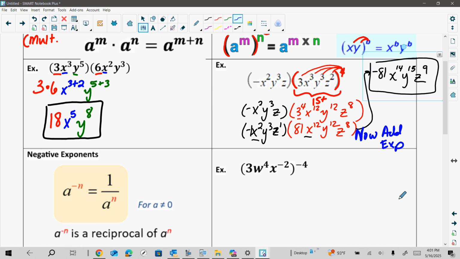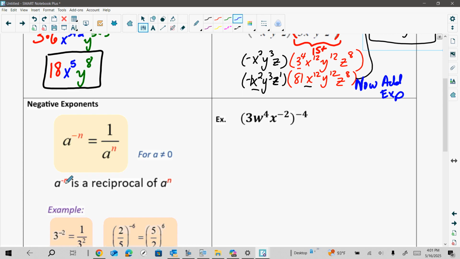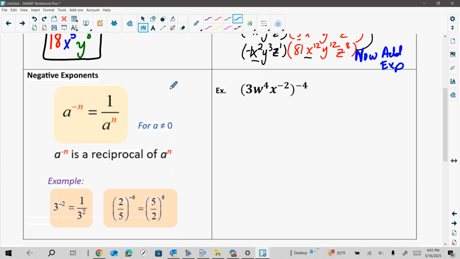Now your negative exponent rule, this is one, it says right here, if I have a negative exponent, negative n, is a reciprocal of a to the n. So you have to flip and change the exponent to positive.